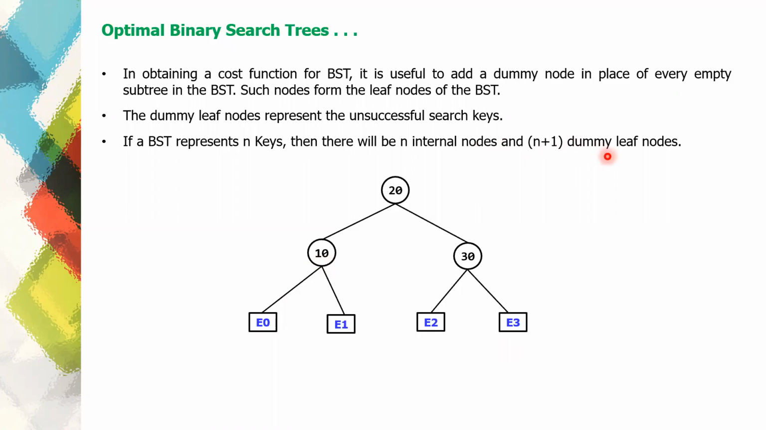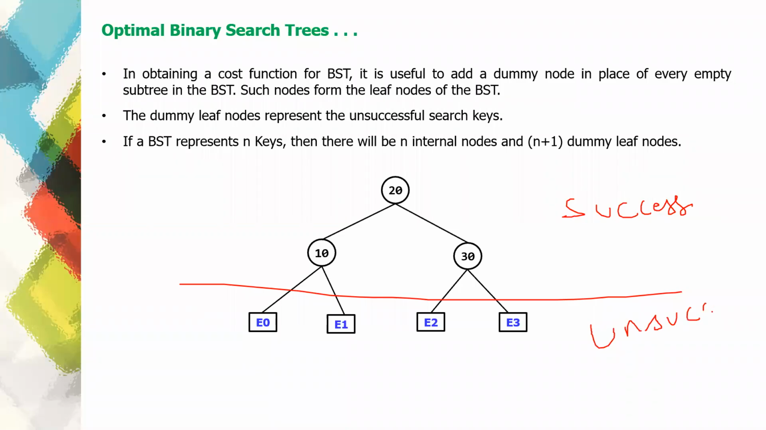And now, how many dummy nodes do you have to add? If there are n internal nodes, then there will be n plus 1 dummy nodes, which will be leaf nodes. These dummy nodes will always be at the bottommost level of the tree. So here there are 3 internal nodes, 20, 10, 30, and I have added 4 leaf nodes as dummy nodes. So I'm making sure that all the successful searches end at the internal nodes, and all the unsuccessful searches end at the leaf nodes. Now, what are E0, E1, E2, and E3?